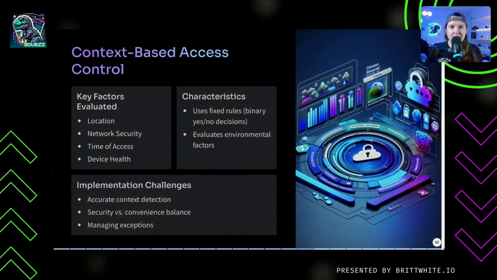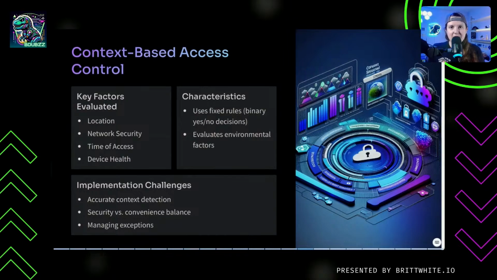We also consider timing. Is this access attempt happening during typical business hours or at 3 a.m. when most employees are asleep? Finally, we check device health. Is the connecting device properly updated with security patches and meeting our security requirements? We don't want to risk compromising our network by allowing access from vulnerable devices. Now, based on these factors, the system makes access decisions that align with the security policies while considering the current context.